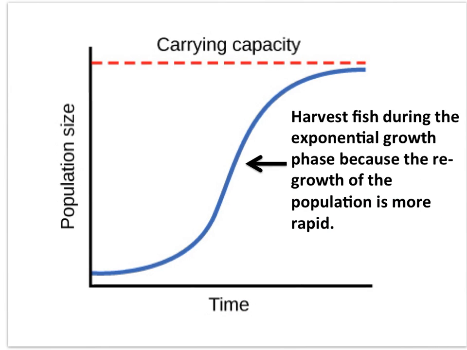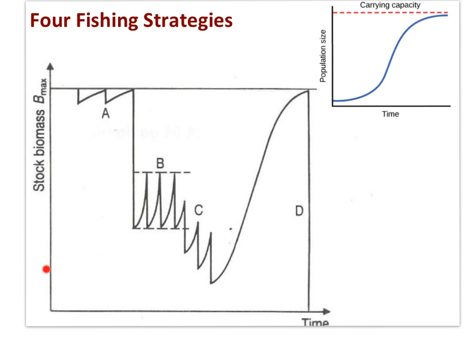Now let's get into the detail of when, in the growth of a fish population, harvesting makes sense. Harvest fish during the exponential growth phase because the regrowth of the population is most rapid. Pay attention to this idea as I move to the next slide. This slide shows stock biomass on the y-axis across time on the x, and it has 4 fishing strategies: A, B, C, and D. Strategy A, harvest, regrowth, harvest, regrowth.